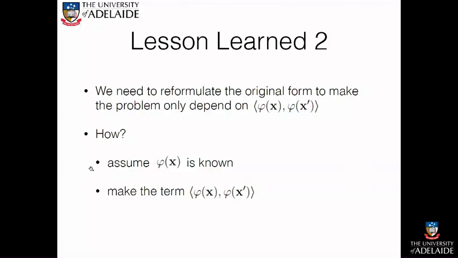So the two steps: step one, we assume this feature transform function is known. Then we reformulate the problem to make the original optimizing problem only depend on the inner product of the transformed features. Then we get this kernelized version. So as long as you can make the problem only depend on this inner product of the transformed features, you are able to kernelize a linear method. All right? As long as you can do that, then you have a nonlinear version of the original linear method.